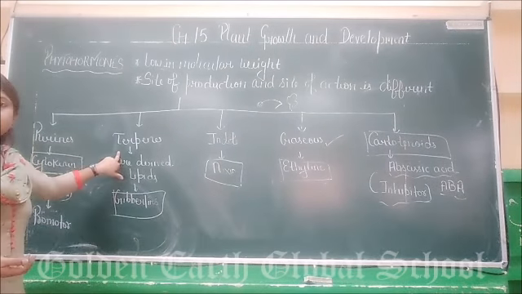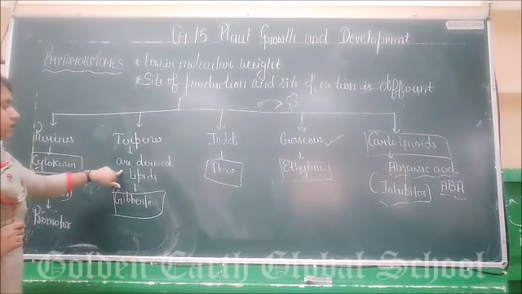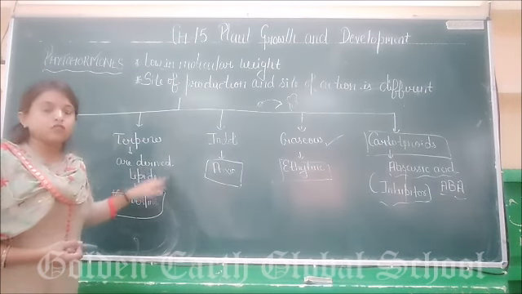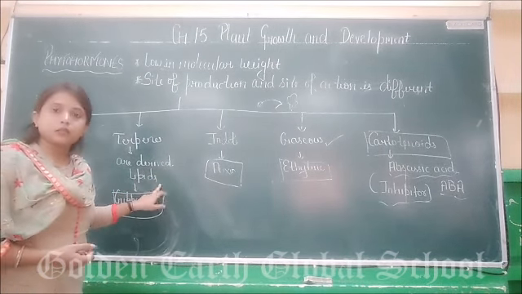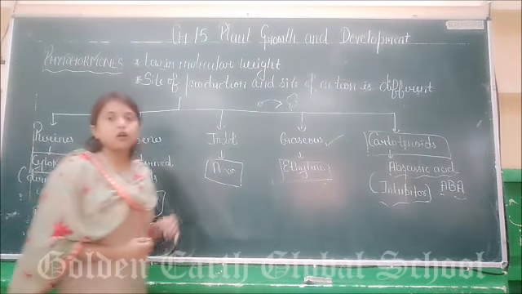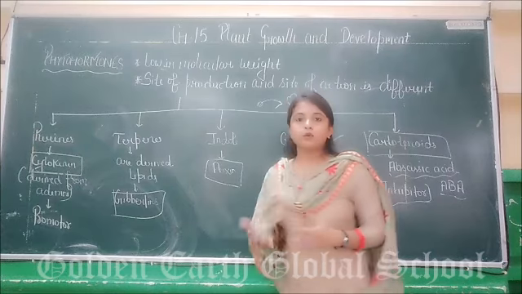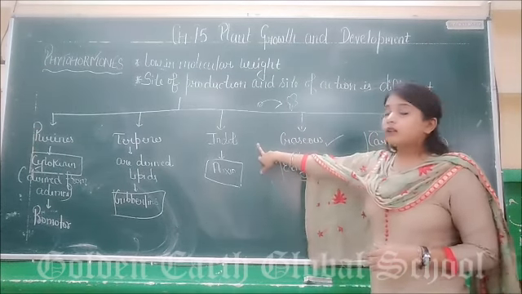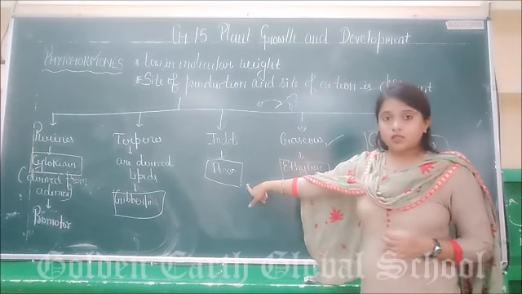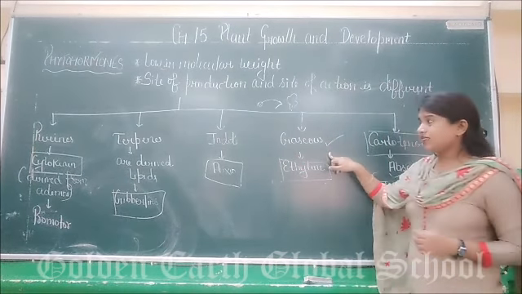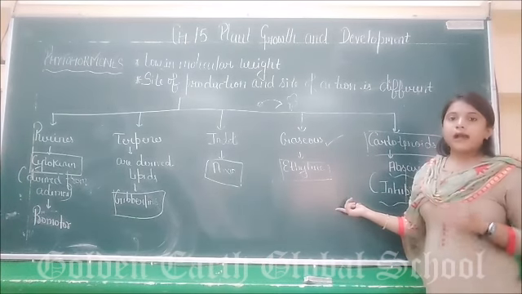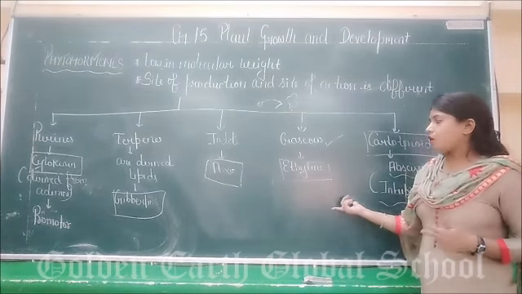The second one includes your terpenes. Terpenes are also known as derived lipids, and that includes the gibberellins, right? This is also a hormone which has growth promoting properties. And then the third one includes the indole. Indole includes the auxins. Auxin is a plant hormone. The next one is a gaseous hormone. This is the only hormone that exists in the gaseous form, right?